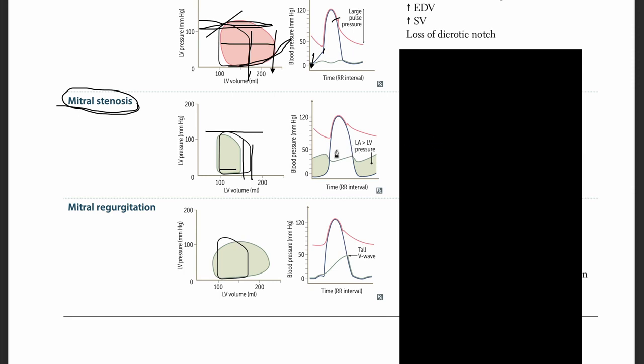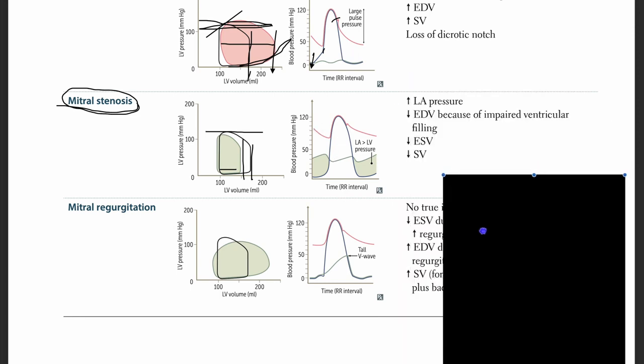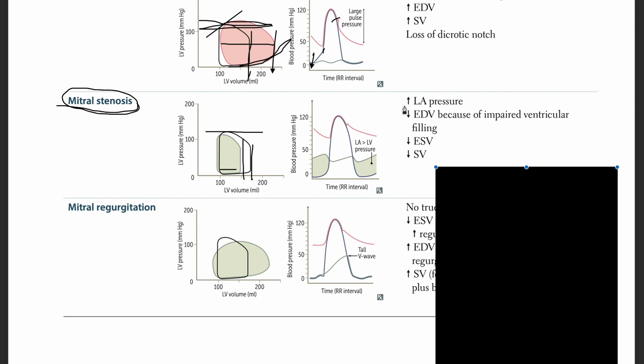Okay, so nothing's wrong with the aorta, so it's just going to follow the pressure gradient of the left ventricle. It's just a little smaller. Okay, so left atrium pressure increases in mitral stenosis. That's over here. Decrease in end-diastolic volume because of impaired ventricular filling, we did that. Decrease in stroke volume, we did that. There's a slight decrease in this little thing right here, and systolic volume as well.